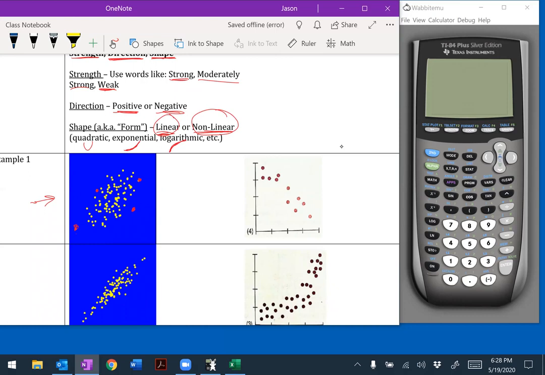So there does seem to be a trend, but I would say that it's a weak linear trend. It seems to be positive. So it's a weak positive linear trend, or correlation. So weak positive linear correlation for this one here.